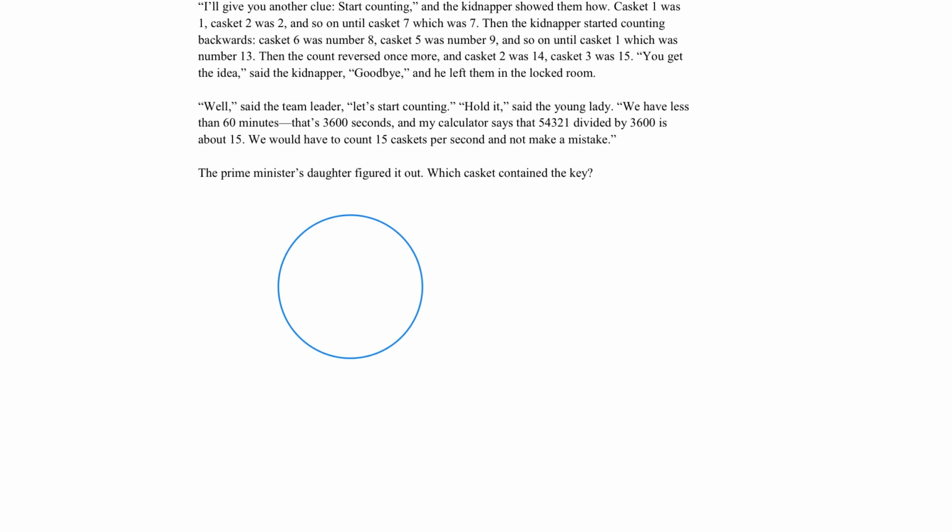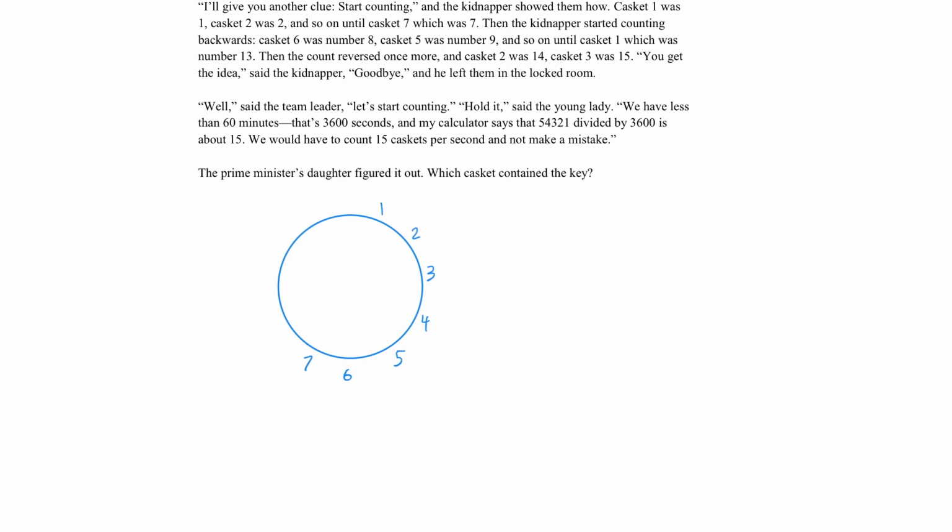Okay, so I want to use this circle to count caskets, and I want to count them so that I reveal when I start repeating a similar loop over and over again. So I start by looking at casket 1. I count that as 1, and then casket 2 and 3 and 4, 5, 6, and then 7.